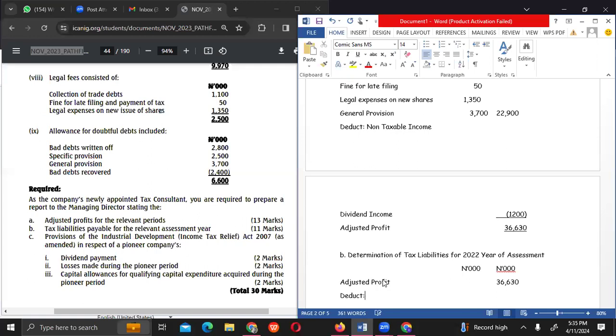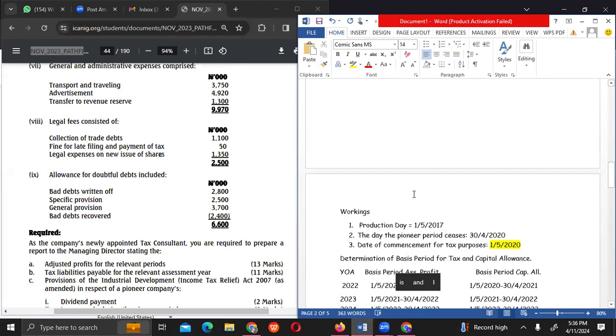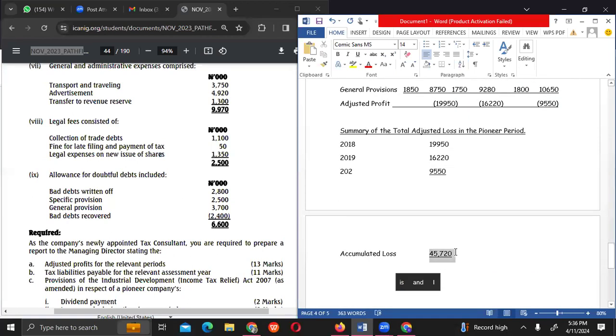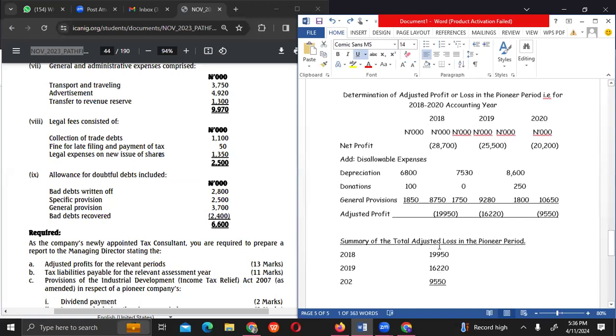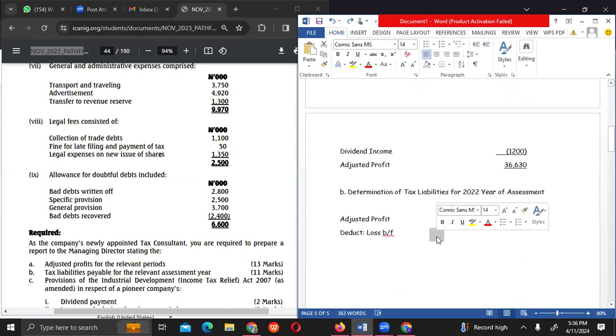Deduct loss relief, right? So loss brought forward, how much? The total loss we calculated for the pioneer period, 45,720. So you saw the reason why we did that computation, because I knew you were going to ask that. So this is the reason why we did it. You pick the 45,720, and that's the loss brought forward.